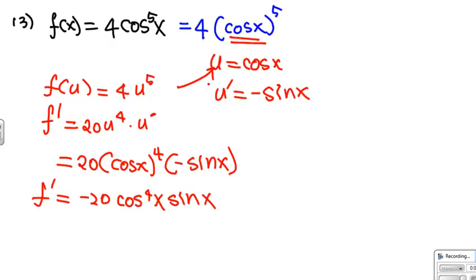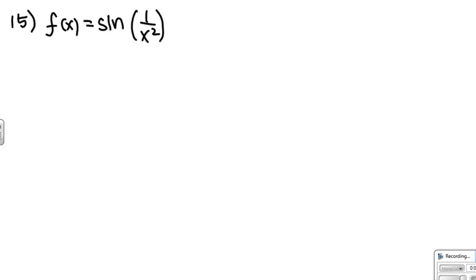Now, number 15. Here we have 2 layers, as you can see. The outer layer being the sine, and the inner layer being 1 over x squared.